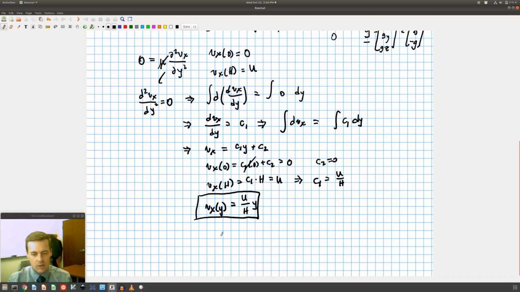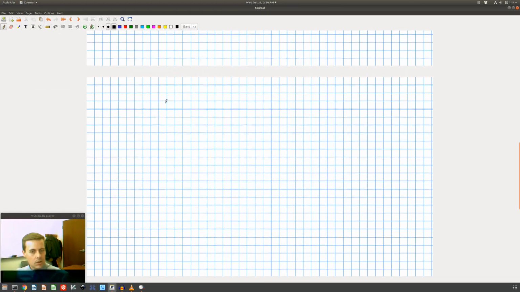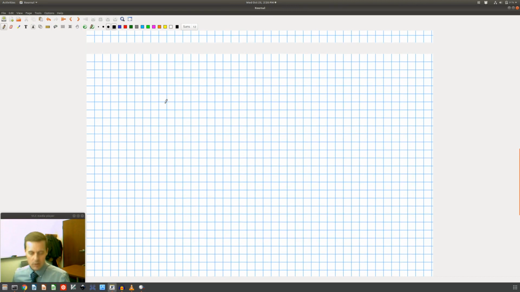Alright, so that is Couette flow. So now we're ready to move on to our second example. Let me get a new page here. Alright, and we can do B, Poiseuille flow.